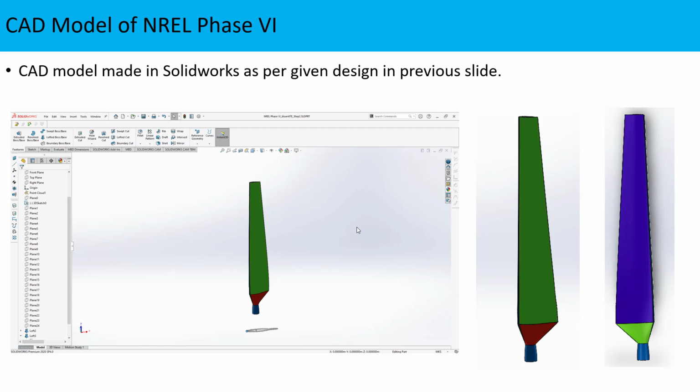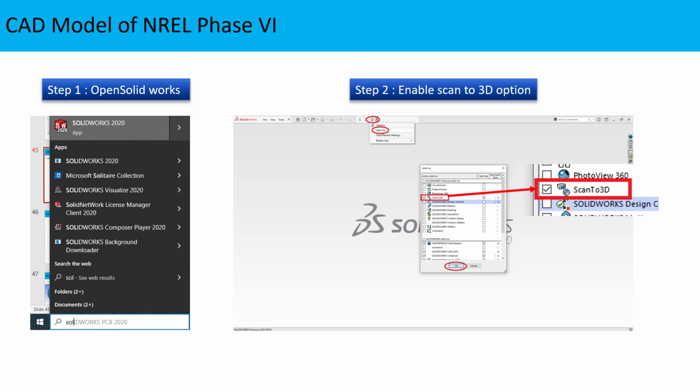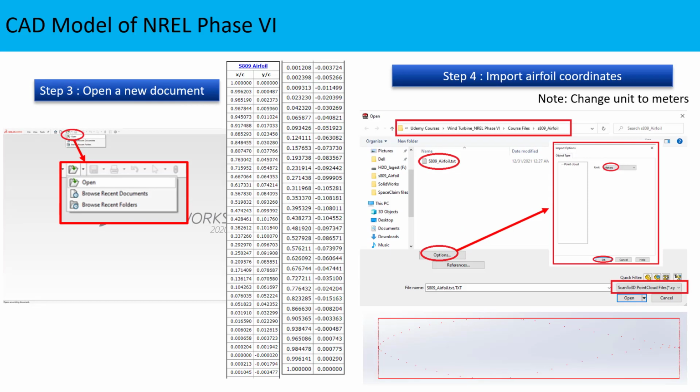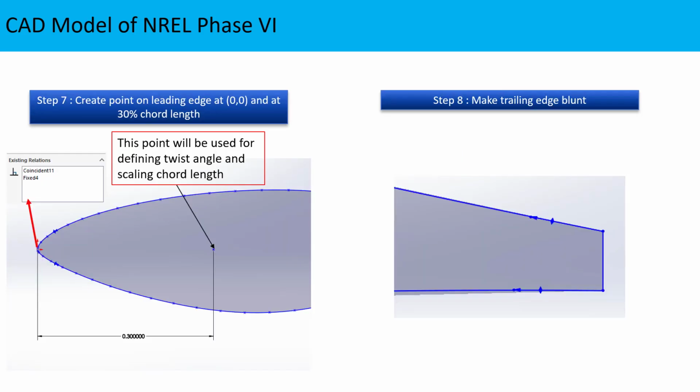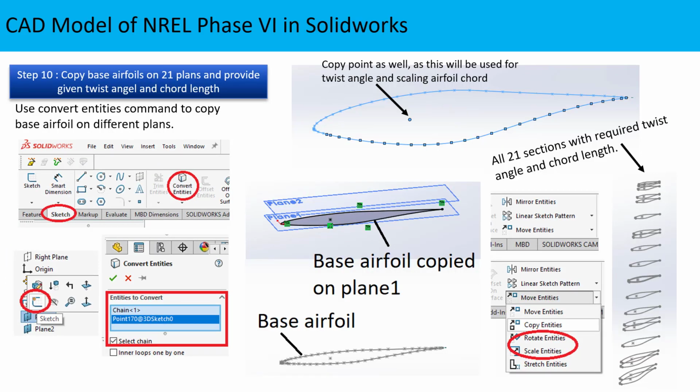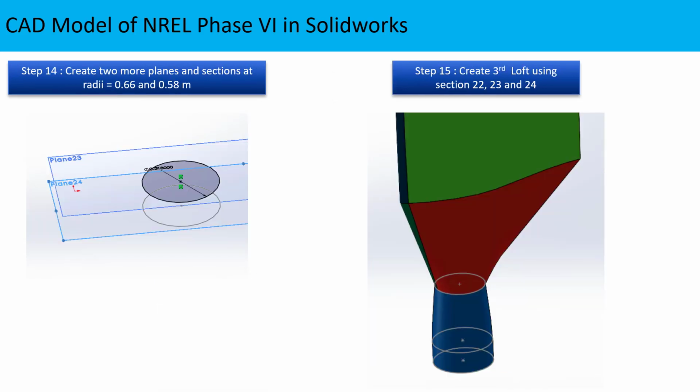In this video, I will explain the process of making the CAD model of the NREL Phase 6 wind turbine in SOLIDWORKS. These slides are provided to you so that you can understand which steps are taken in which order. All these steps we'll discuss one by one in this video.